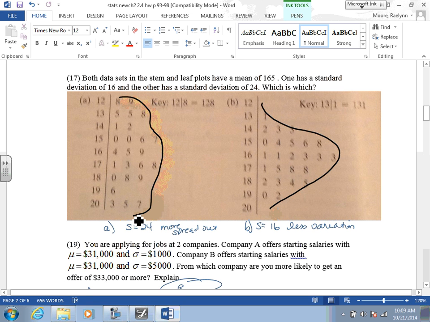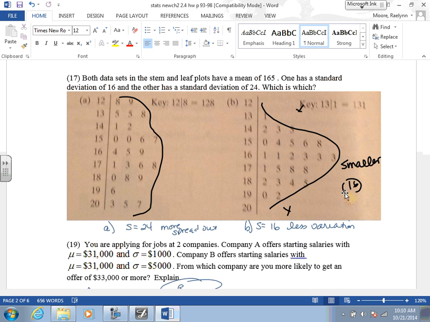There's the 20s, there's the 18s, there's the 20s and the 12s. This one didn't have a 20 or a 12. So this one was a little closer to the mean. So this one has to get the smaller standard deviation, which in this case is 16. This one's more spread out, more variable in here. So that gets the 24.